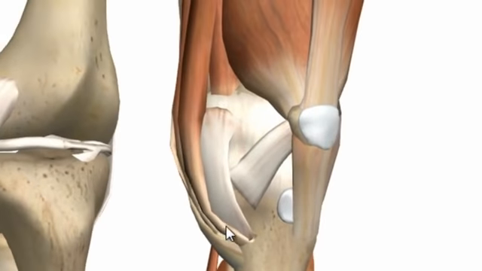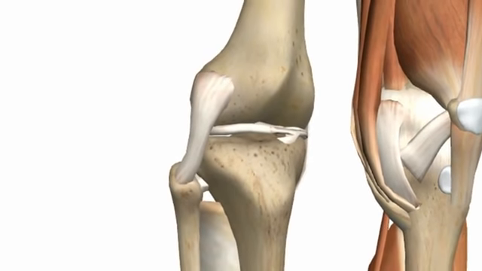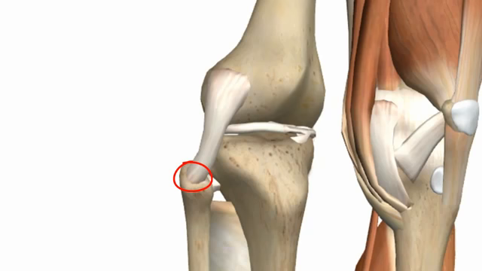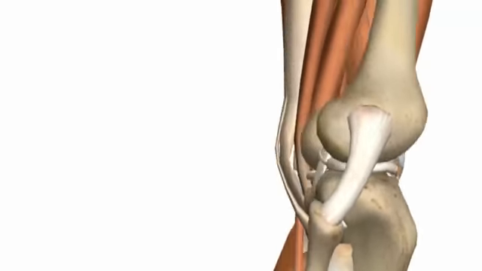So laterally we've got the fibular collateral ligament, or lateral collateral ligament, and this attaches on the lateral epicondyle proximally, and distally it attaches onto the lateral part of the head of the fibula. So next we've got the cruciate ligaments.